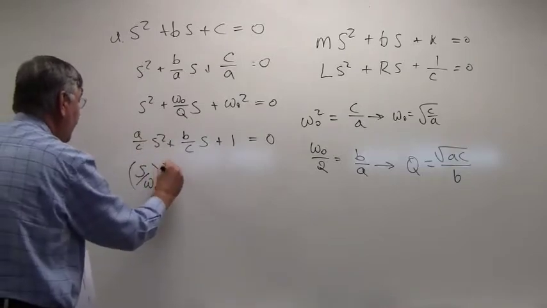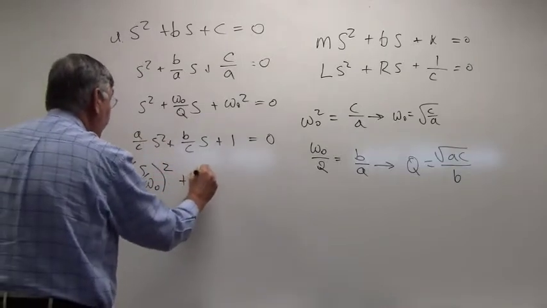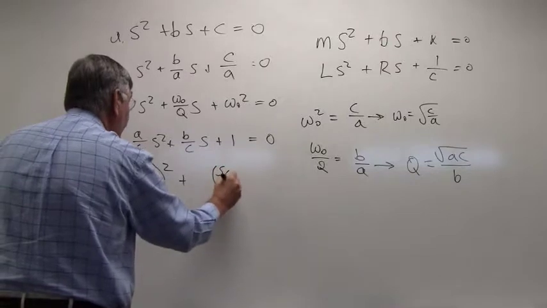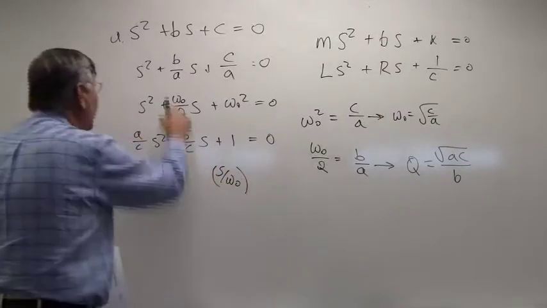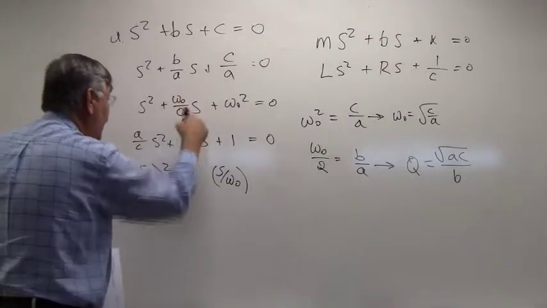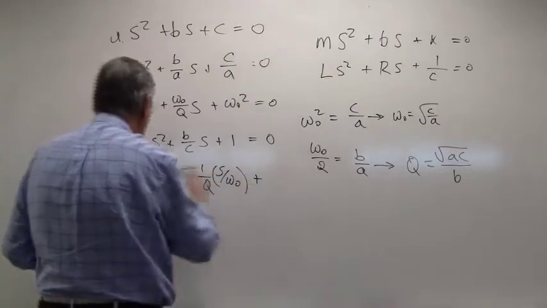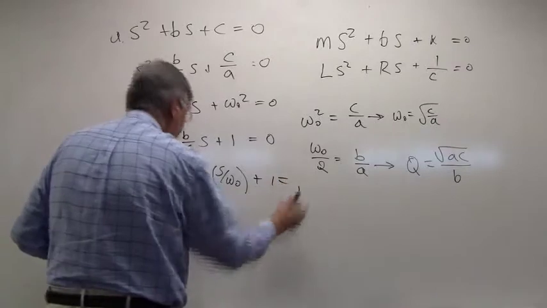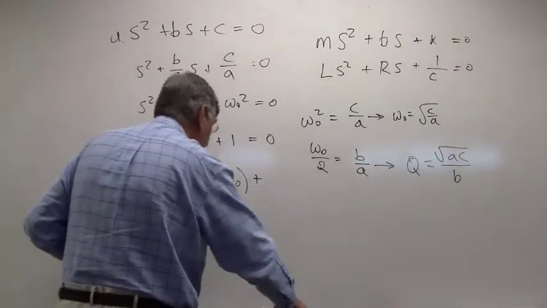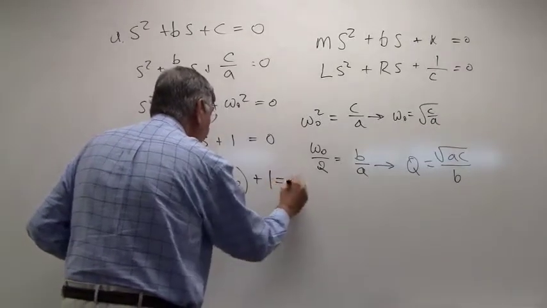S over omega naught squared plus that same sort of normalized frequency variable, s over omega naught. And now I've divided this thing by q. So this is 1 over q. And in this example, this thing is 1. And that equals 0. And so we can find the roots in these various forms.